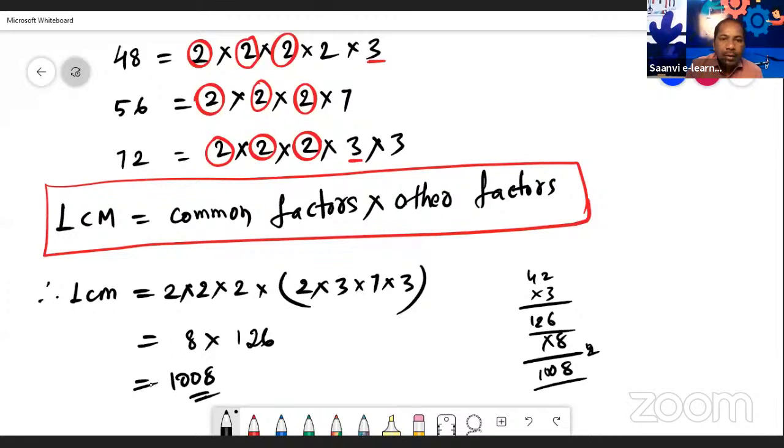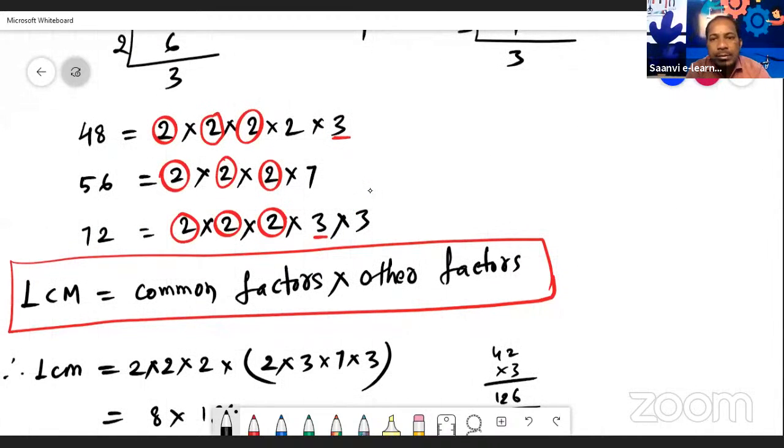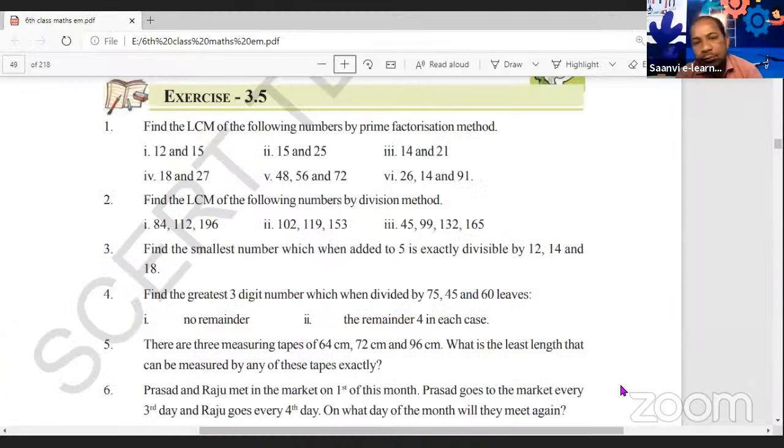Okay, children, have you all understood how to find LCM whenever 2 numbers and 3 numbers are given, by prime factorization method? Right. Okay, so this is the way of finding LCM by prime factorization method. I hope you all understood. Now let us see the next bit. The remaining problems you complete at home.